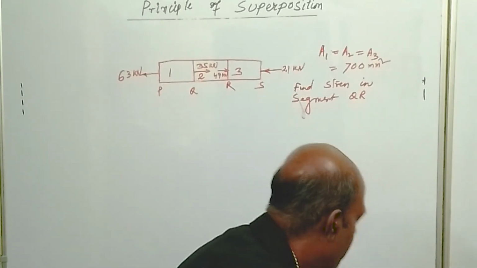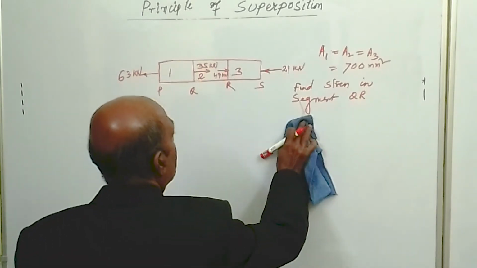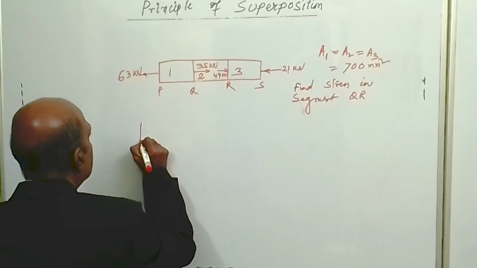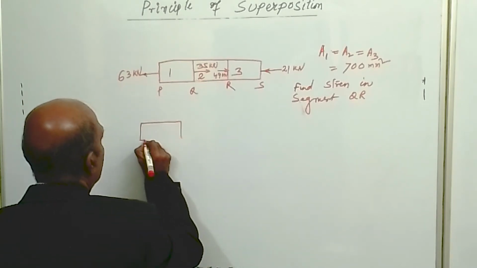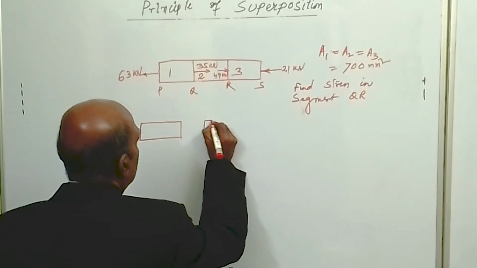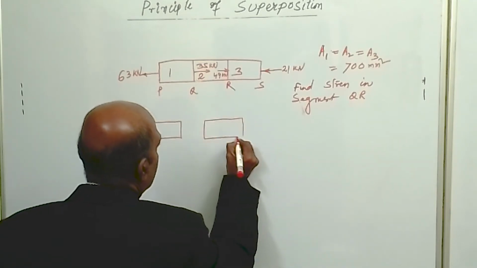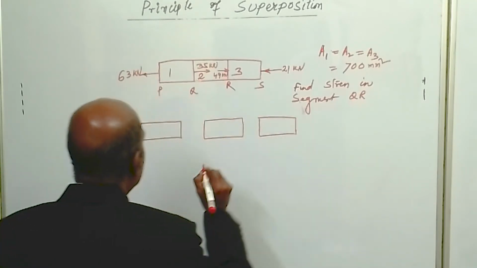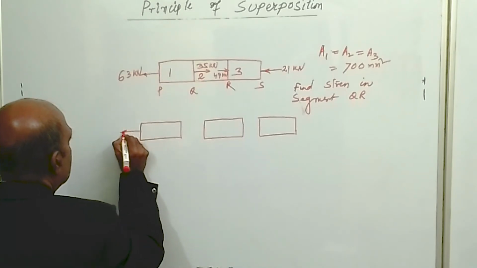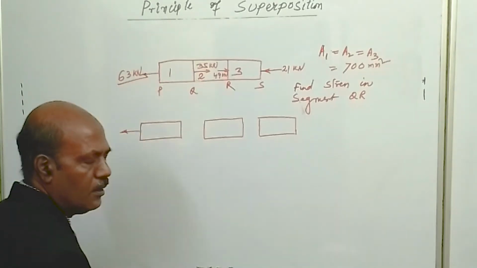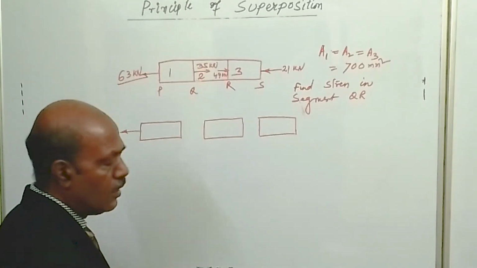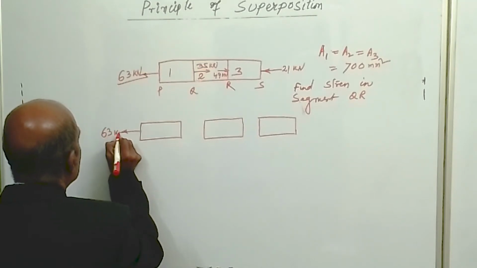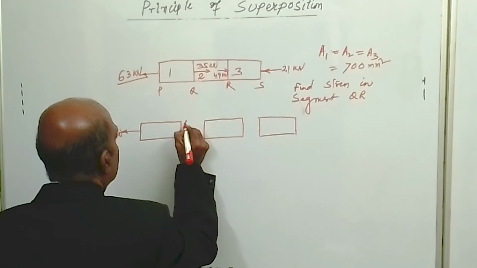To solve this problem, we have to draw the free body diagram first. First we will draw the free body diagram of segment 1. Say this is segment 1, the second one is segment 2, and the third one is segment 3. This one is 63 kilonewton. So the load acting on element 1 towards the left is 63 kilonewton. So this one also will be 63 kilonewton.